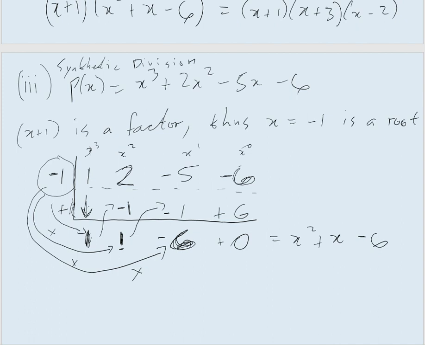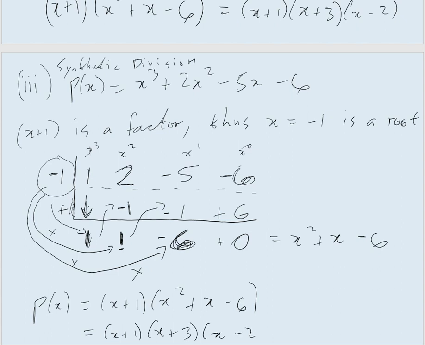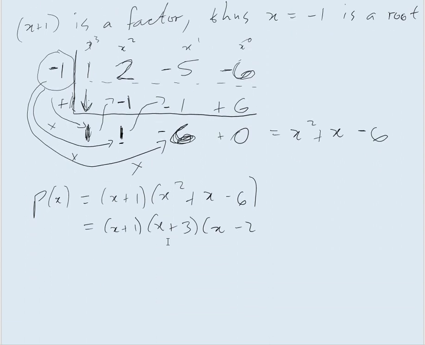Once again, we get exactly the correct answer. So our p of x is equal to x plus 1 multiplied by this quadratic, which is x squared plus x minus 6. And again, for further factorization, it's just x plus 1. And then, of course, here we'll have x plus 3 and x minus 2. So all three methods gave us the correct answer. It's just a matter of which one you like more.